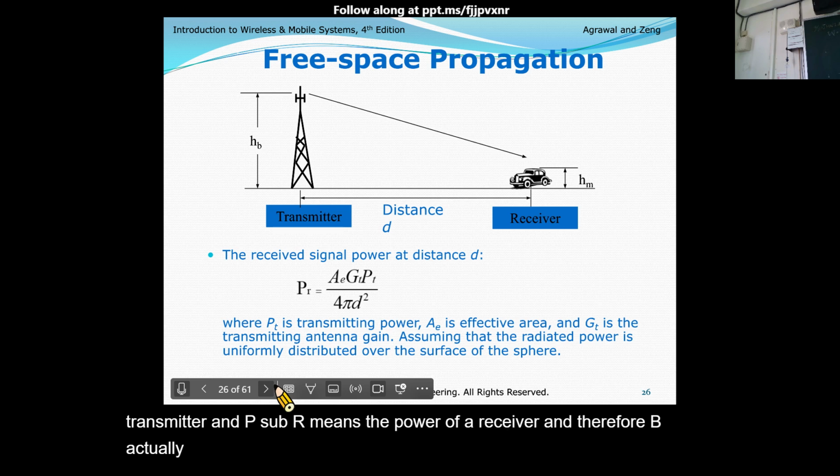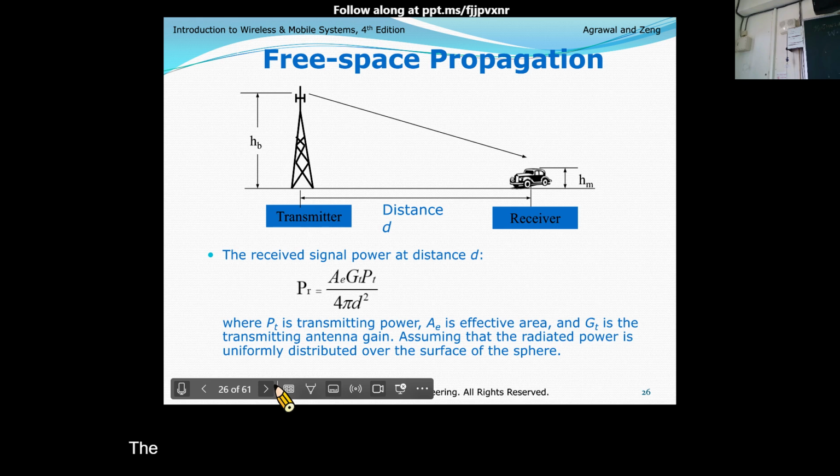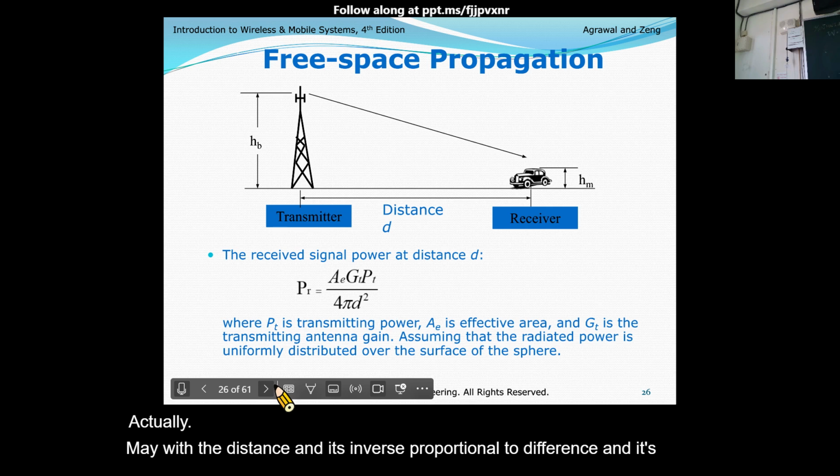So we will have something like a principle. The power will decay with distance, and it's inversely proportional to d squared. So we have all these.